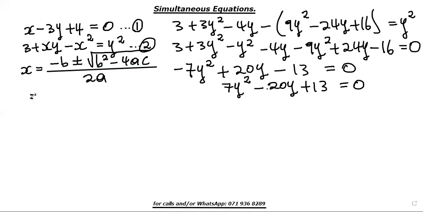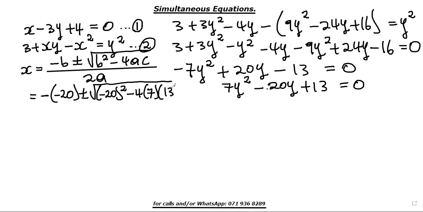Right. Then we say our b is negative 20 plus or minus. So we take negative 20 and square it, minus 4. The value of a is 7, and the value of c is 13. And the whole thing is divided by what? By 2 into a, which is 7 like that.